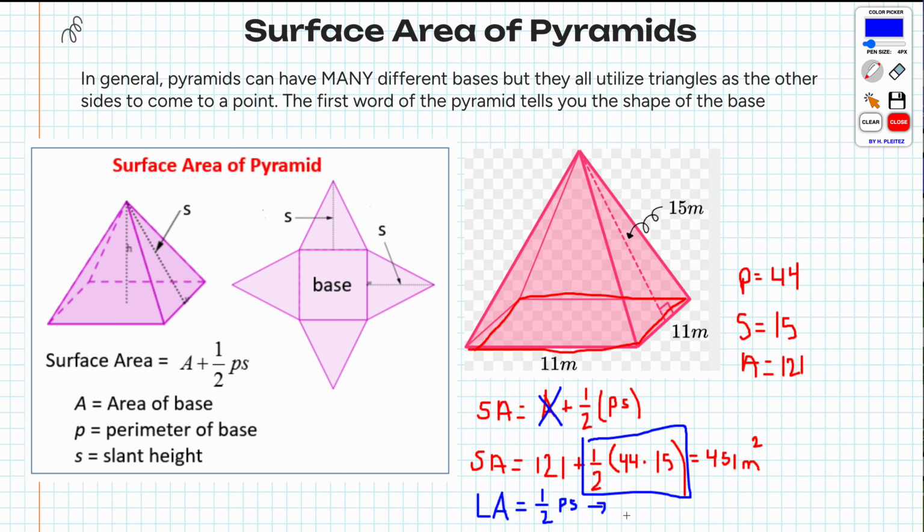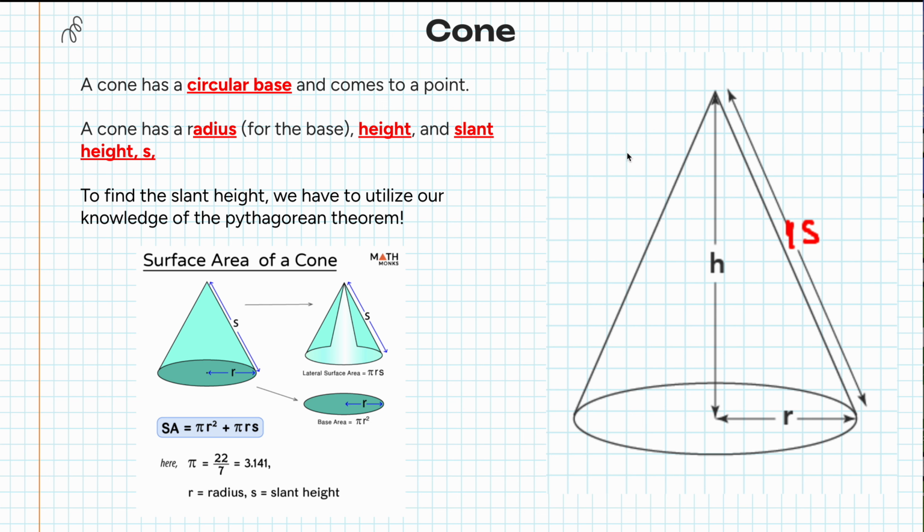And that's going to give us 330 centimeters squared. Cone is the next shape that's up. So a cone has a circular base, but it still comes to a point. Kind of think of like a party hat.